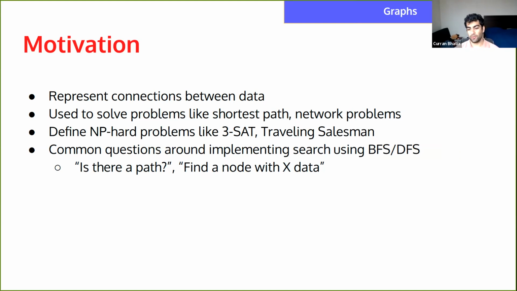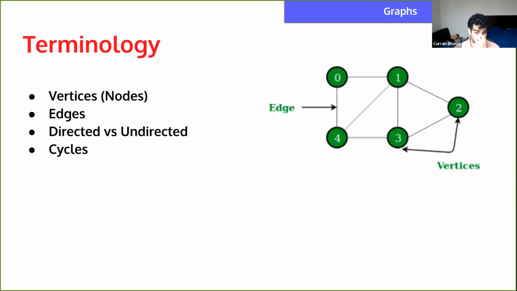And common questions around BFS and DFS are: is there a path? Can we find a node? Or is there a shorter way of getting there? So just to quickly talk about terminology, all the nodes, the little circles, are called vertices. And then the path to get to another node is called an edge. And you can either have a directed or undirected graph. So a directed graph has arrows with the edges, and an undirected graph doesn't have an arrow.